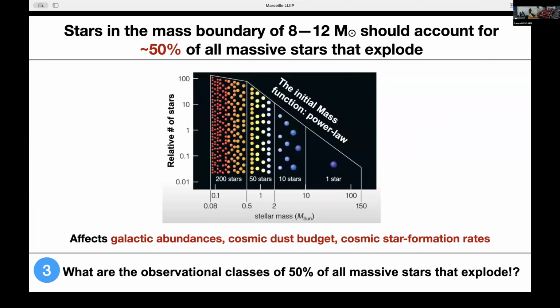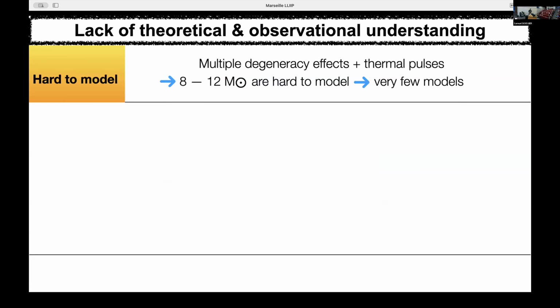Another reason they are very important is that even though it's just 4 solar masses, because of the power law nature of the initial mass function, they actually account for almost half of all massive stars that explode. And naturally, thus, they are very important in our understanding of the star formation rates, and whether they form electron capture versus iron core collapse supernovae is important to understand galactic abundances and so on. So the next important question which comes up is, what are the observational classes then of 50% of all massive stars that explode that should belong in this mass range?